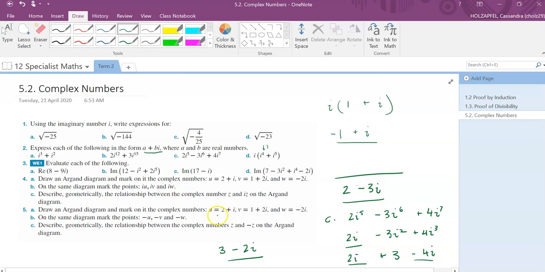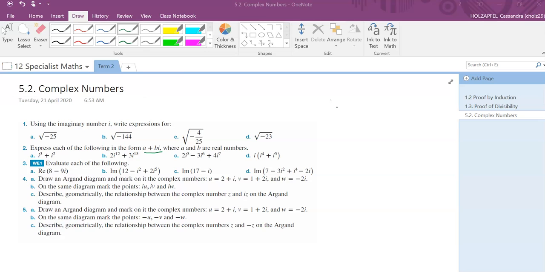Okay, so let's move on. I'm going to clear this again and I'll go through question 3 with you. Question 3 is actually a worked example in your textbook. So if you go to this chapter 5.2 and look at that worked example, you should be able to work this out. So I'm just going to do probably 3a and 3c.